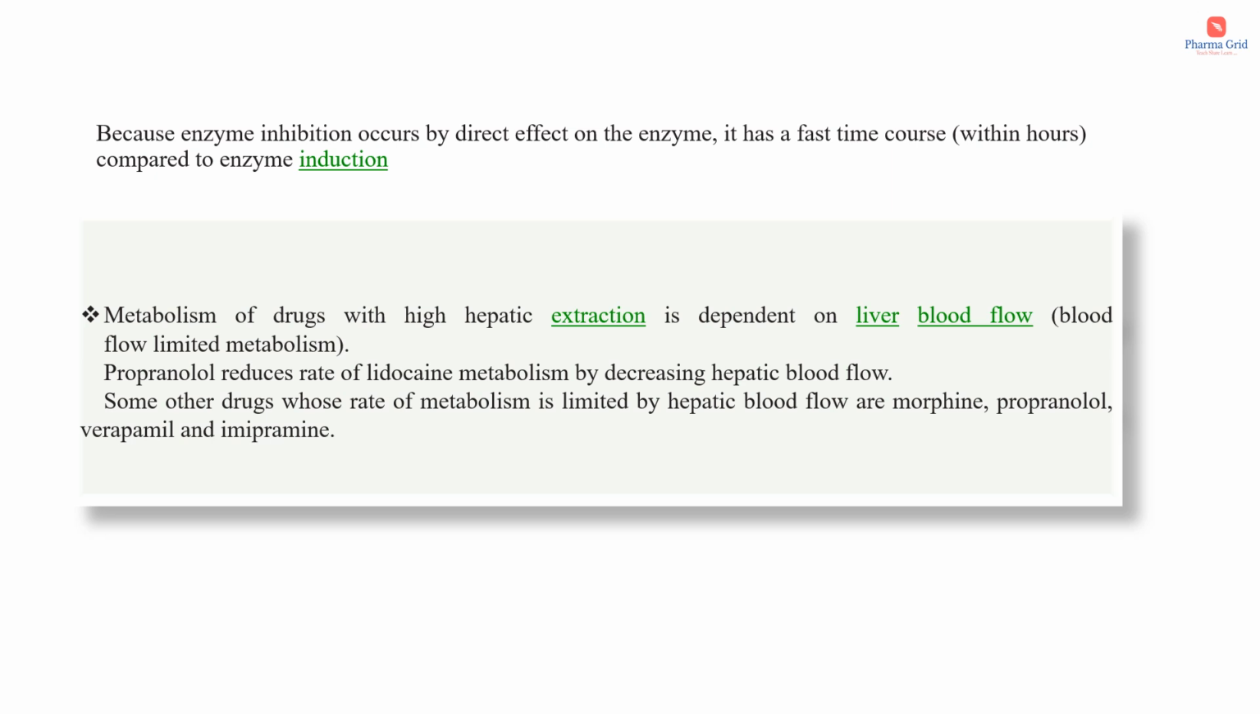Now, the metabolism of drugs with high hepatic extraction is dependent on liver blood flow. Liver blood flow means blood flow limited metabolism. So for example is propranolol. We know that propranolol is a non-selective beta blocker. This propranolol reduces the rate of lidocaine metabolism by decreasing hepatic blood flow. Some other drugs whose rate of metabolism is limited by hepatic blood flow are morphine, propranolol, verapamil, and imipramine.